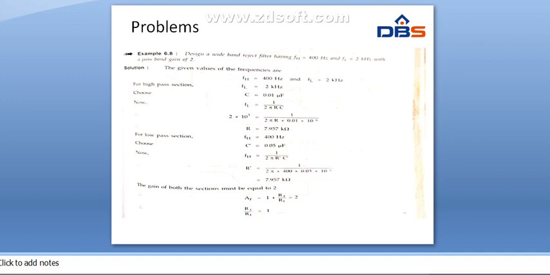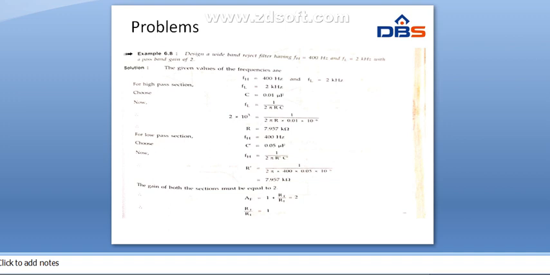And we know that Fl is 1 by 2 pi RC. So from this calculate R value for high pass section, and for the low pass section Fh is 400 Hz and choose C equal to 0.05 microfarads. So from Fh equal to 1 by 2 pi R dash C dash, we can get R dash equal to 7.9 kilo ohms. So wide band reject filter having the high pass section and the low pass section.